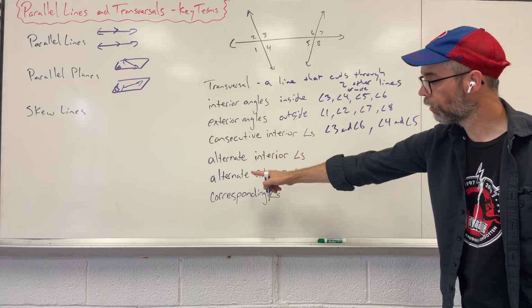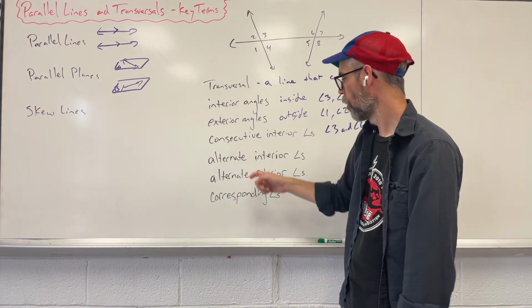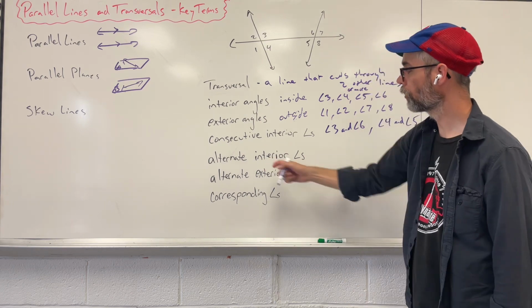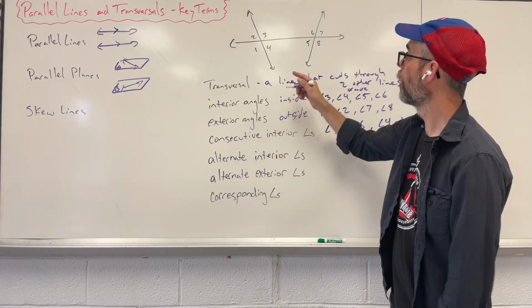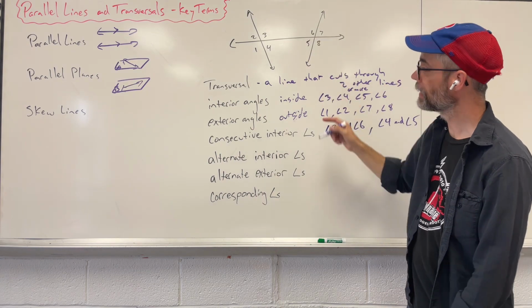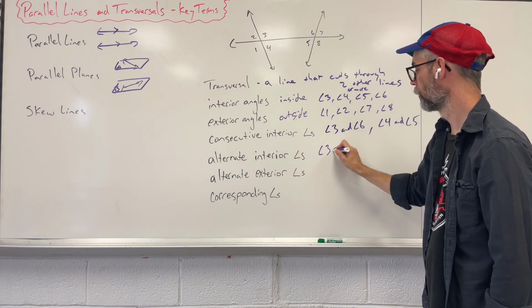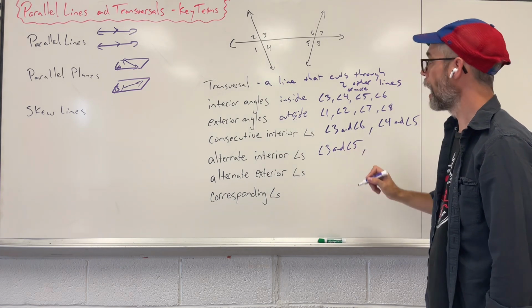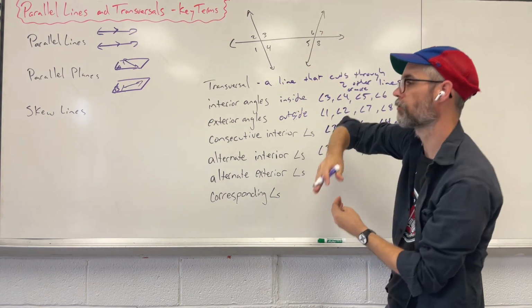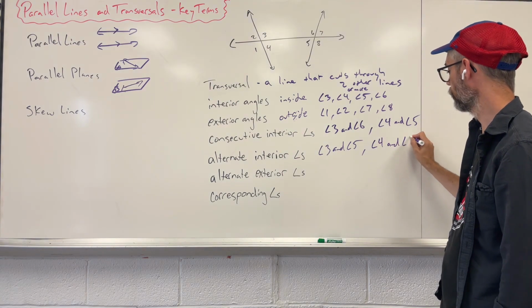Alternate interior, alternate exterior. Alternating, kind of switching spots. Switching our spots on the inside, switching our spots on the outside. So starting with alternating interior, I'm looking at, again, 3, 4, 5, and 6. What's on the inside but alternating? 3 and 5. And then also angles 4 and 6. They're both on the inside, but one's on one side of the transversal, one's on the other side. Angle 4 and angle 6.